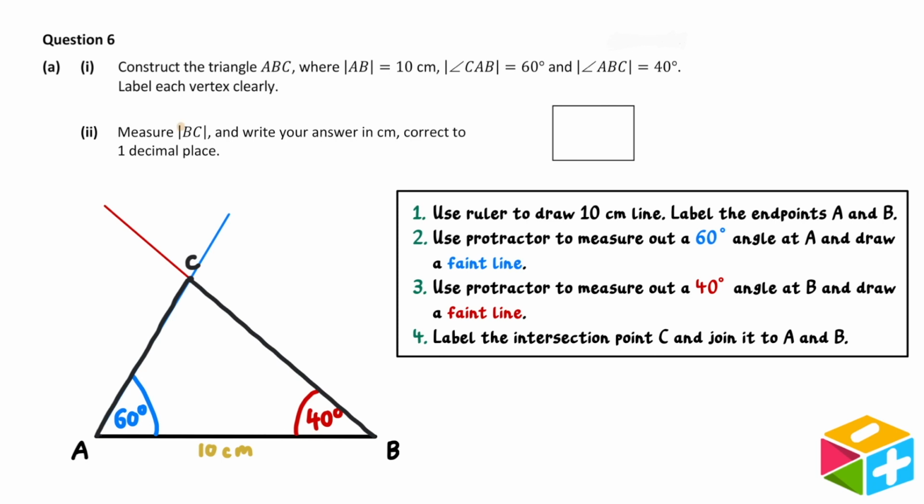In part 2, we're asked to measure the length of the line BC. Well, we have our triangle drawn, so all we have to do is to get out our ruler and measure the distance from our point B to our point C. Doing this gives an answer of approximately 8.8 centimetres. So this is what we'll write in to the answer box.